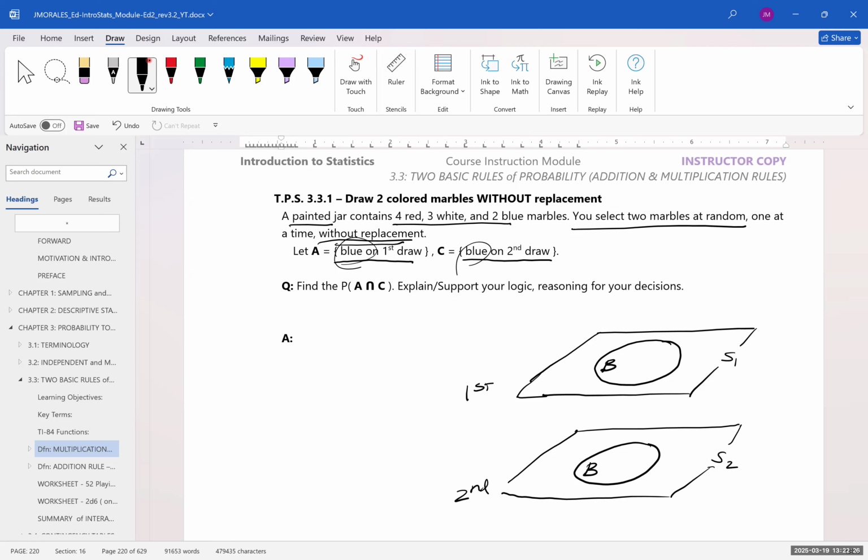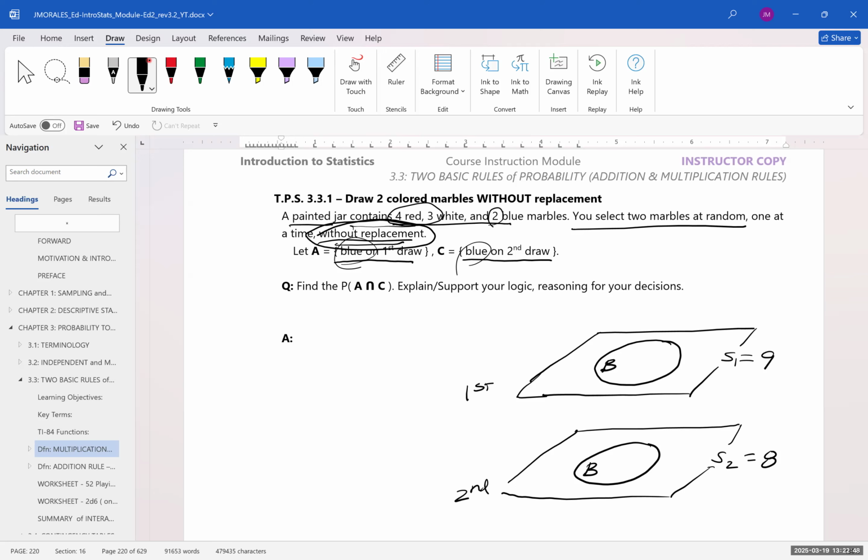So on our first draw, what's the size of our sample space? It's going to be 4 plus 3 plus 2, which will be 9. And because this is without replacement, the sample space is going to drop from 9 down to 8.